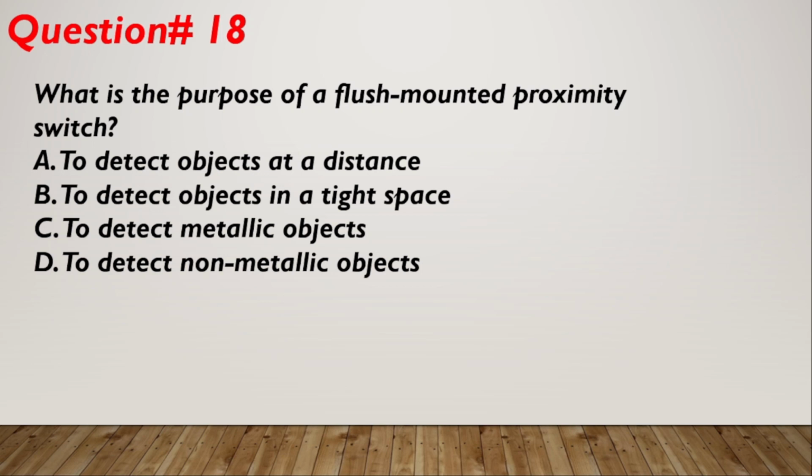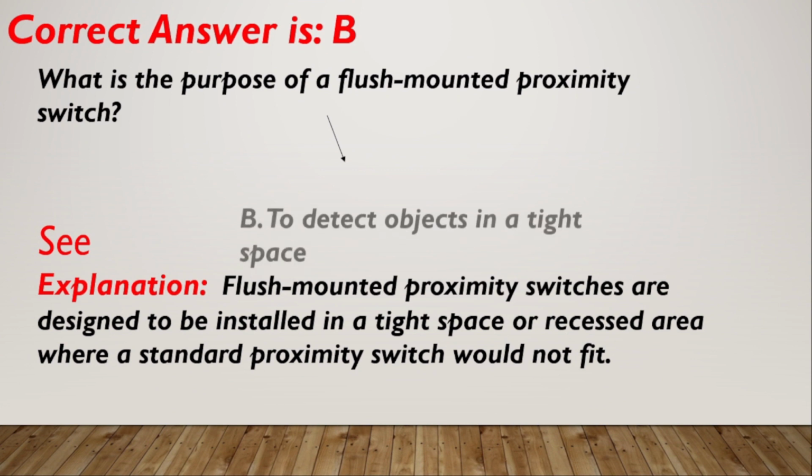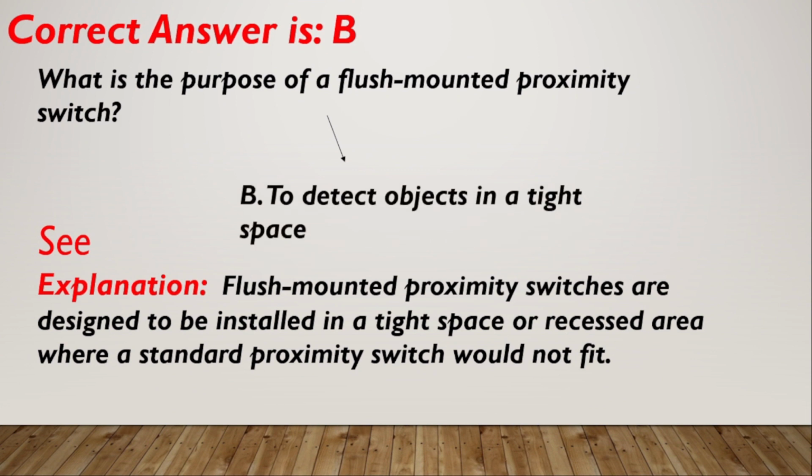Question number 18. What is the purpose of a flush-mounted proximity switch? A. To detect objects at a distance. B. To detect objects in a tight space. C. To detect metallic objects. D. To detect non-metallic objects. Correct answer is B. To detect objects in a tight space.